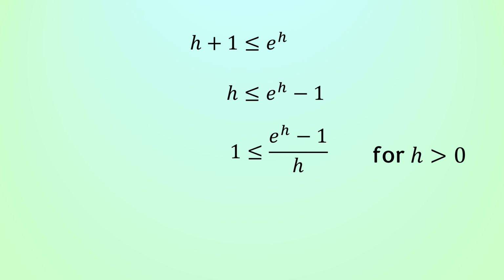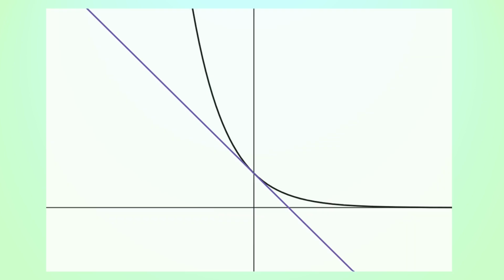Well, to do that, we're going to use a little trick, because we're going to reflect both the graphs we had before in the y-axis, meaning we'll have something that looks like this. But in terms of what happens to the algebra, e to the h will become e to the minus h, and h plus 1 will become minus h plus 1, meaning we have the inequality minus h plus 1 must be less than or equal to e to the minus h.